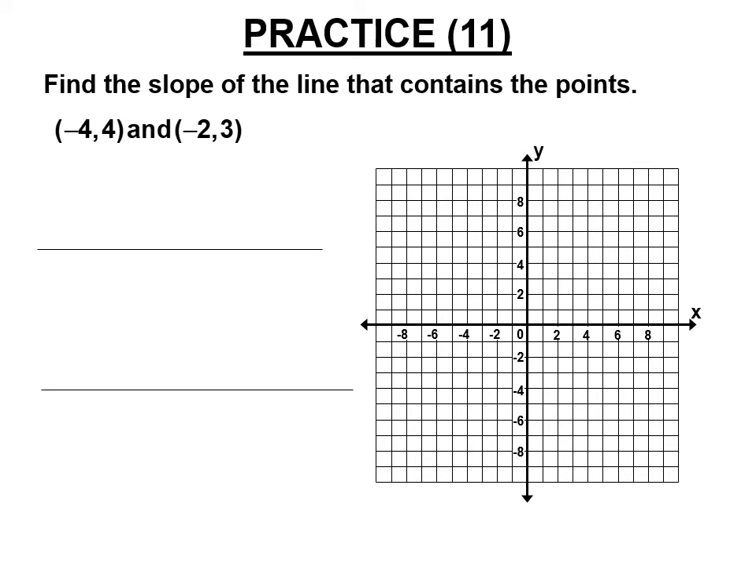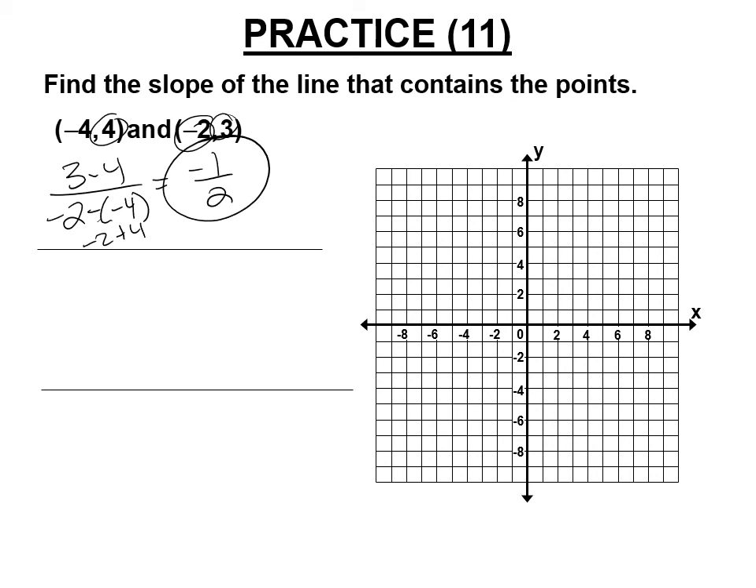All right, so let's find our first slopes. And so I'm going to do 3 minus 4 over, since I started with 3, I'm going to do negative 2 minus negative 4. So 3 minus 4, negative 1, negative 2 minus negative 4, same as negative 2 plus 4, positive 2. So the first line has a slope of negative 1/2.